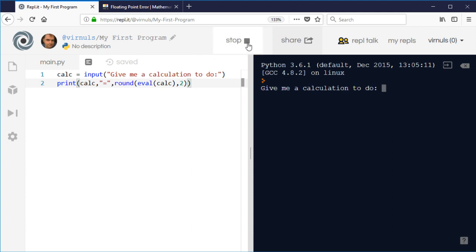if I do, let's do a different one. Let's do 1 divided by 6. It'll round it off. So 2 divided by 3, 0.67. So it's rounded it off, and it's rounded it off properly as you would in maths, because 2/3 is 0.6666, recurring. So it's rounded it up to 0.67. So it does it properly.